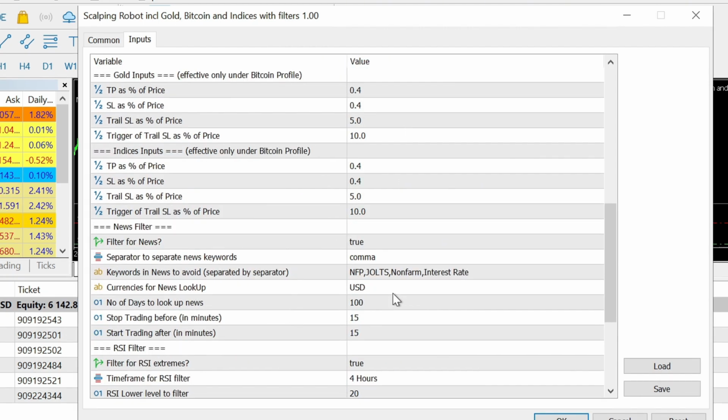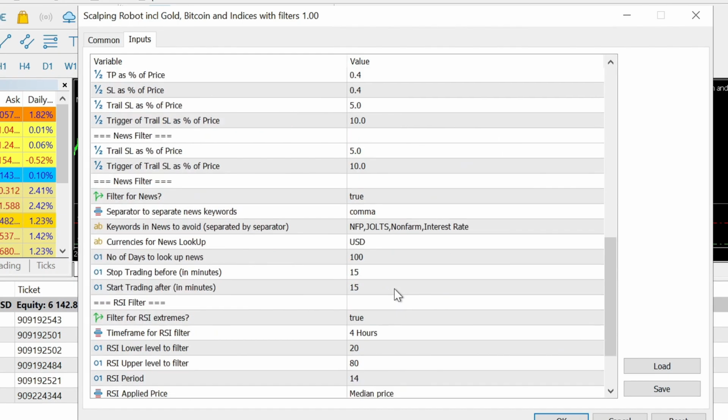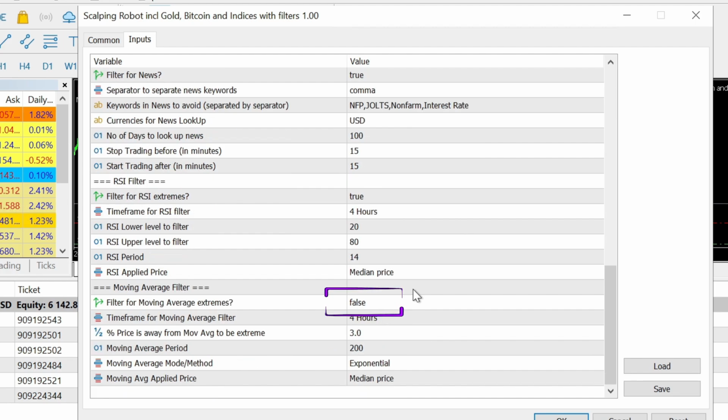News filter on to avoid NFP, JOLTS, non-farm payroll, and interest rate, and only for USD currencies because that moves the market really rapidly. I'm applying the RSI filter, but not the moving average filter currently.